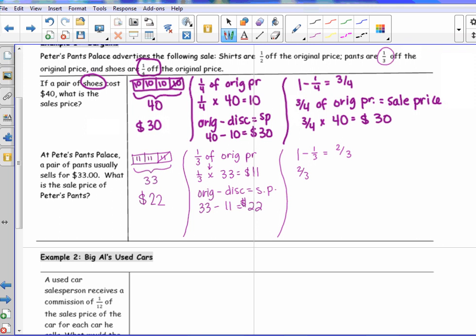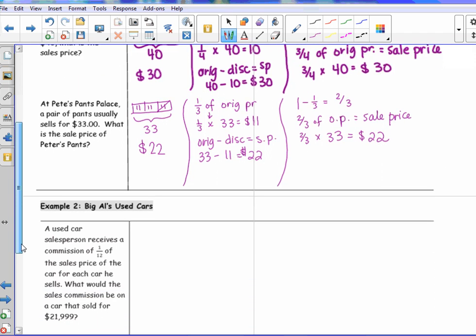So 2/3 of the original price. 2/3 times the original price of $33. So we'll calculate that answer and it will tell us the sale price. And 2/3 times $33 is $22. So there you have three different ways to solve problems that involve discounts with fractions.